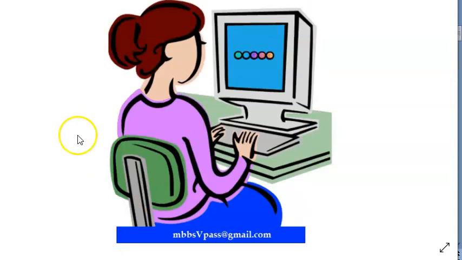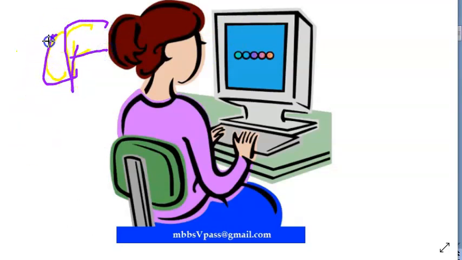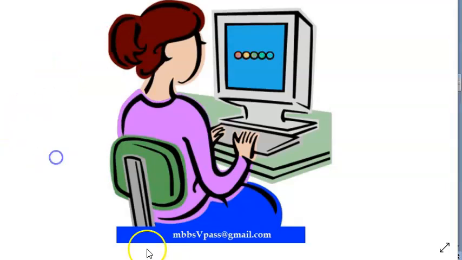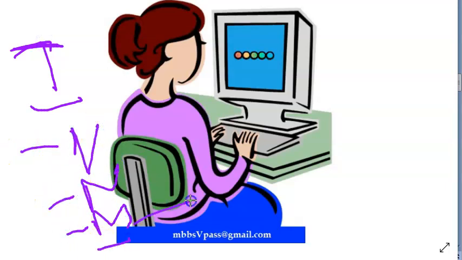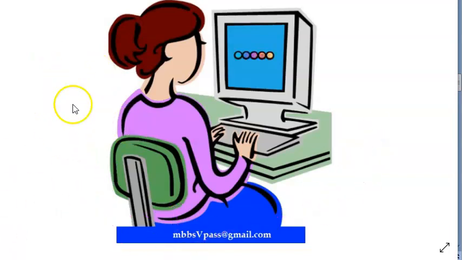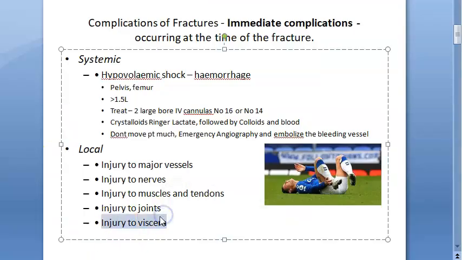What are we looking at? We are looking at local complications of fracture. In local complications, we are looking at the immediate complications. Immediate complications, what we say? Injury to vessels, injury to nerves, injury to muscle, injury to joints. Lastly, we are looking at injury to viscera. Viscera can be any visceral organs or the viscera itself. So we are done with injury to viscera. Viscera injuries are covered separately. That's what the textbook says.